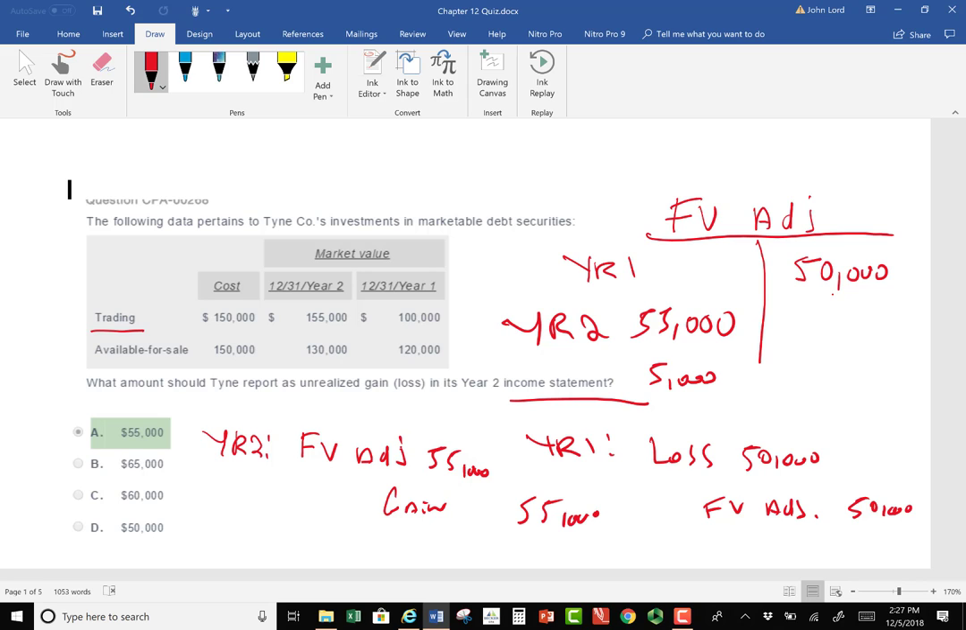So to do that, we have to debit fair value adjustment $55,000, don't we? So now it has the balance of $5,000. So now the carrying value of the security will be the original cost of $150 plus the $5,000 in the fair value adjustment. We'll bring it up to $155, which is where we want it for year two. And so when we debit the fair value adjustment $55, we credit the gain $55, don't we, for year two? Yes. And that's reported on the income statement?